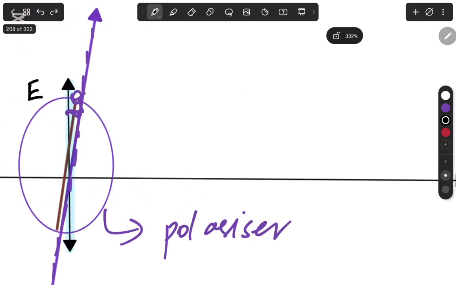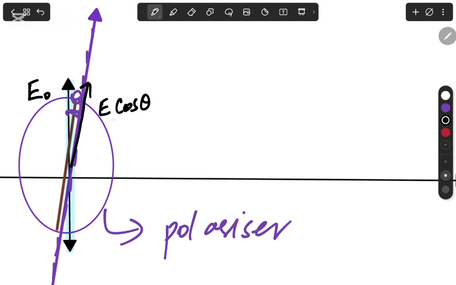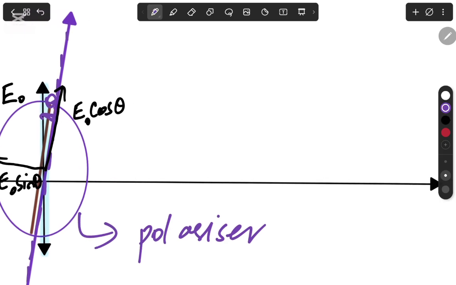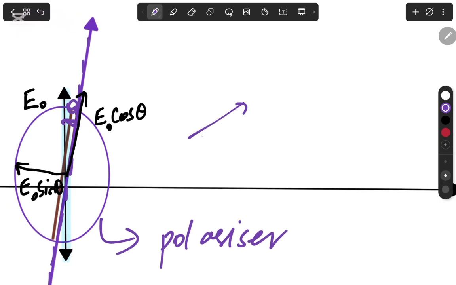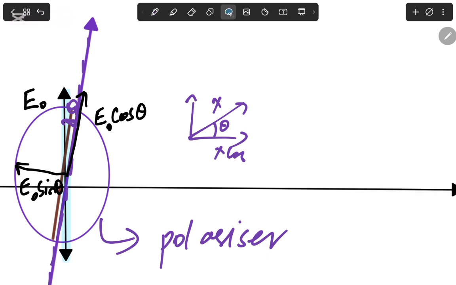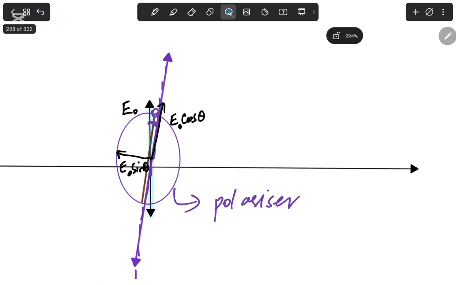Let me try to make it in the diagram above. This is going to be E cos theta. Let's say this is E naught. E naught cos theta, and this is going to be E naught sin theta. Okay, it's similar to how we do the resolution method. We have a resultant here, and then we make it into two components. That's the same thing. This is going to be, let's say, x cos theta, and then x sin theta. So that's the same thing we're doing here.